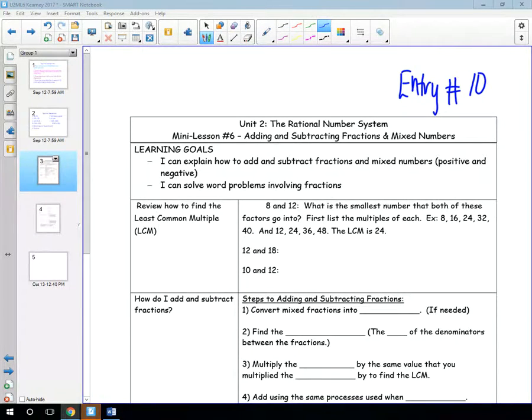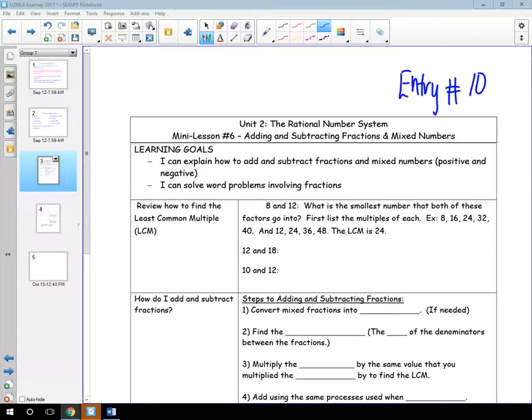So before we get started, let's just go over what our learning goals are so we know kind of by the end of this video where we should be. By the end of the video, I want you to be able to explain to someone else how to add and subtract fractions and mixed numbers with an emphasis that they are both positive and negative.